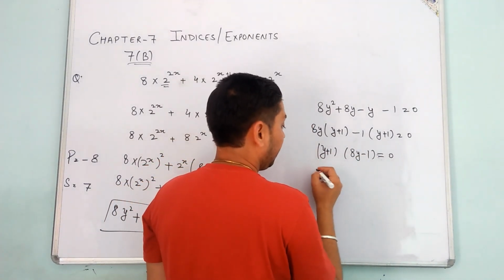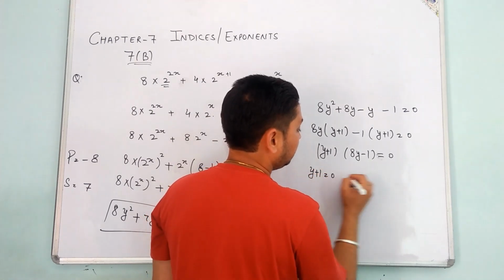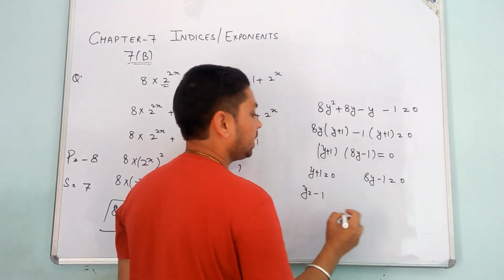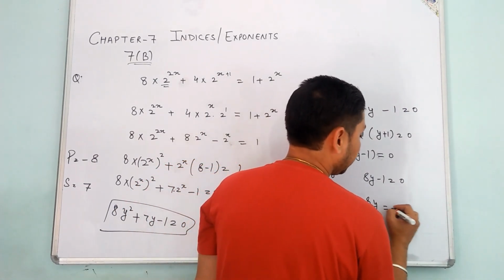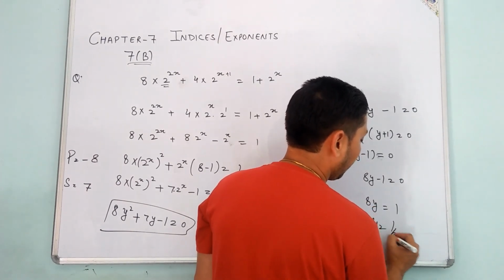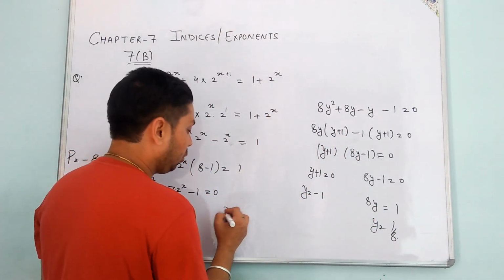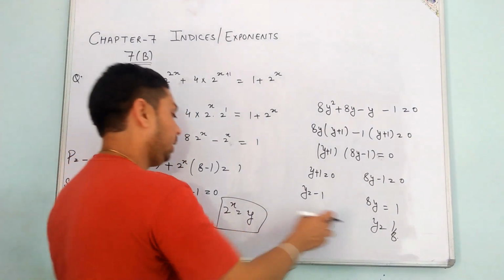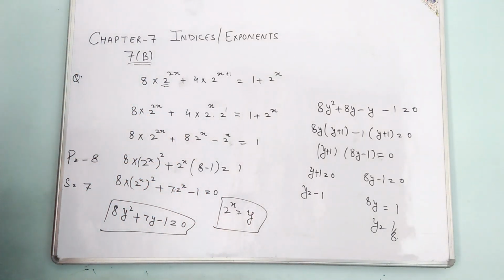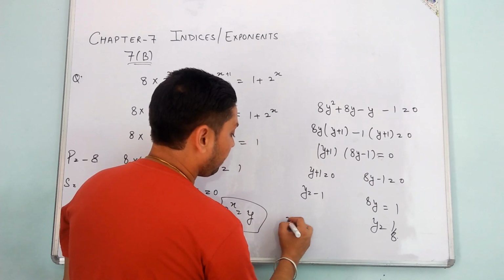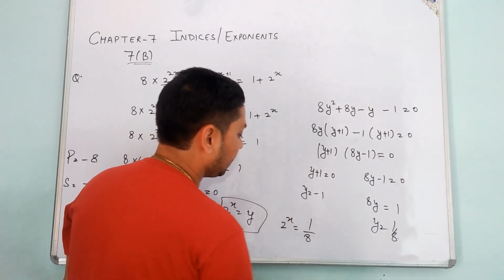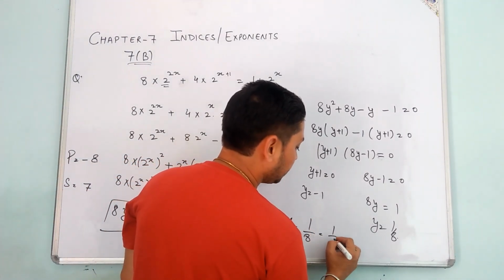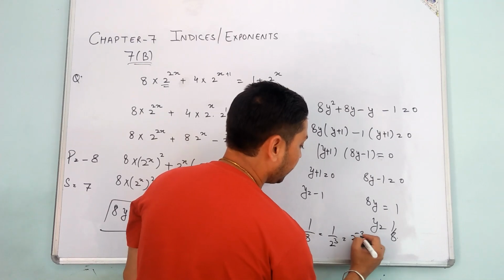Now what we have, either y plus 1 is equal to 0 or 8y minus 1 is equal to 0, so y is equal to minus 1 or 8y is equal to 1, y is equal to 1 upon 8. Now we have considered here 2 raised to power x is equal to y. Substitute this value in this equation. When you substitute, you will get 2 raised to power x is equal to 1 upon 8. It can be written as 1 over 2 raised to power 3, that is equal to 2 raised to power minus 3.